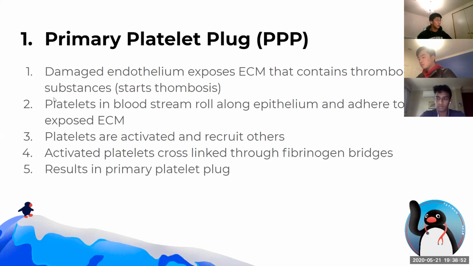We'll also get platelets in the bloodstream, rolling along the endothelium, and these will adhere to the extracellular matrix. These help to build up our structure slowly. And then after that, we activate our platelets. Our platelets will also join together and form bridges. This whole structure being built up results in our primary platelet plug. This is a very temporary solution, I guess.